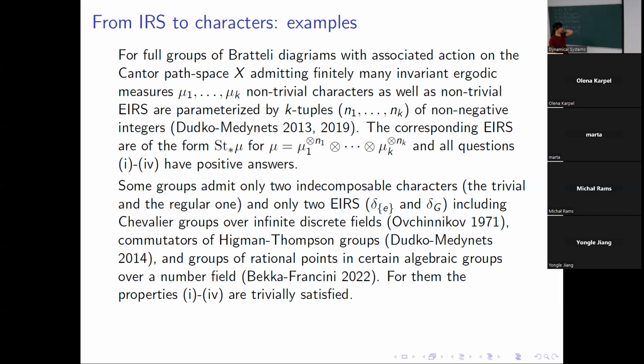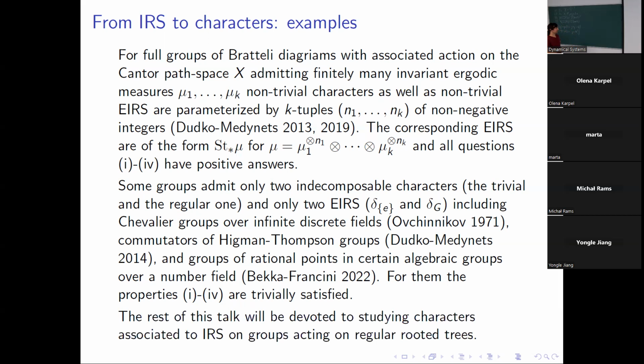For them, properties 1 to 4 are trivially satisfied, because we have just two objects on each side, and it's very easy to check these conditions. So the rest of the talk will be devoted to studying characters associated to invariant random subgroups on groups acting on regular rooted trees.